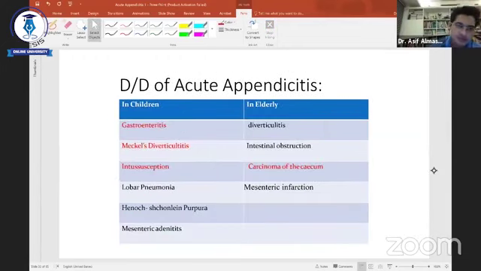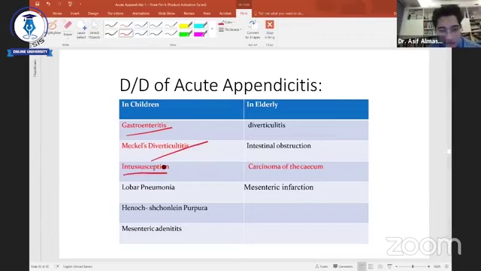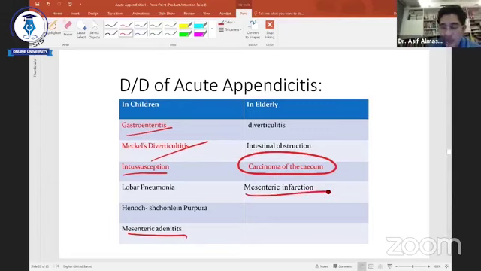In children, gastroenteritis is quite common, very important. Meckel's diverticulitis, intussusception, these are very, very common. Mesenteric adenitis, I have seen a few patients of this as well. In elderly patients, we have already discussed, remember this, carcinoma of the cecum, this is the most important one. Mesenteric infarction, many a time I have seen that there is always a confusion.